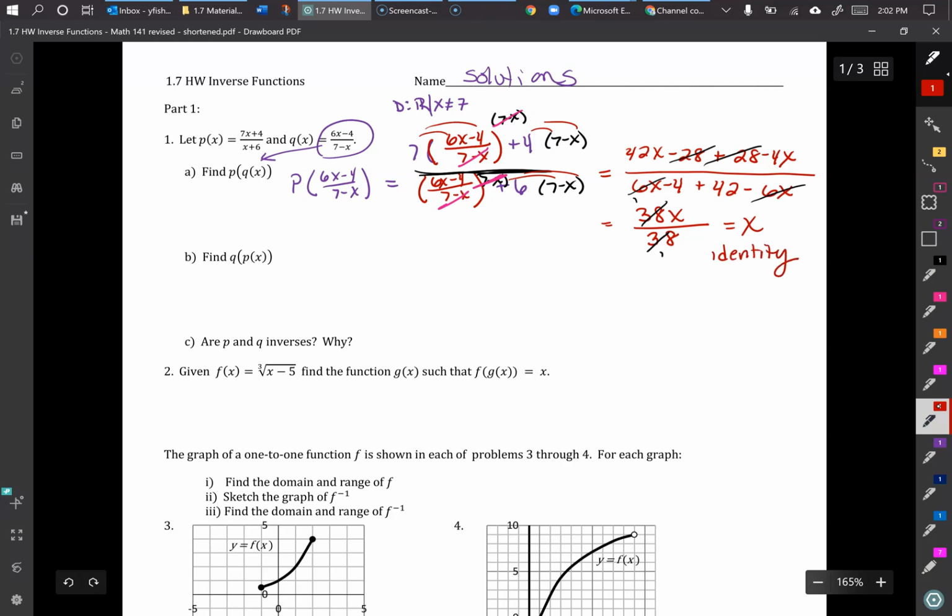But be careful here, my domain is set by that inner function. So I have to be careful of that, right? So I can't have x equal to -7 or to 7, or else I would start with a 0 in there. So keep that in mind. So the same thing here, then you're going to be looking at the inner function would be the p function there. And are they inverses? Yes, because when I compose them, I get the identity.